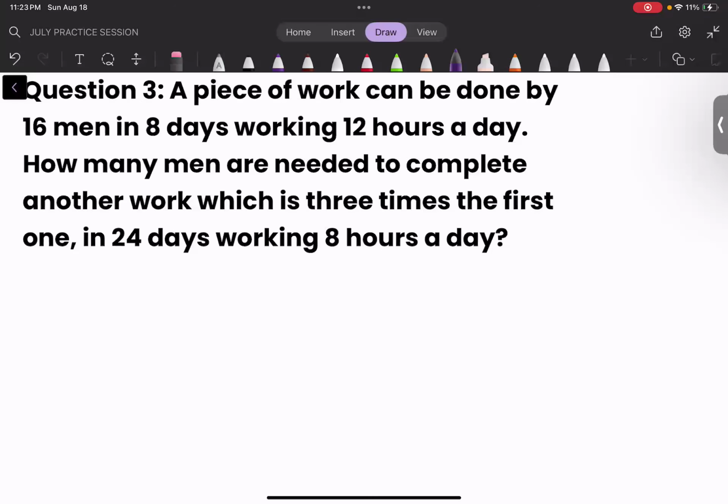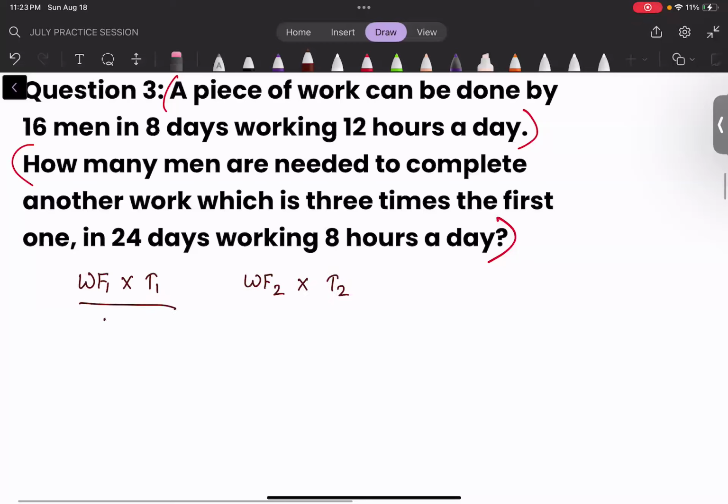My dear, in this question, work is not constant. It is clearly visible. One situation is this, if you observe, and the second situation is this. So two situations are there. I'm writing the general formula, which is WF1 into T1. Now, very carefully you have to answer.